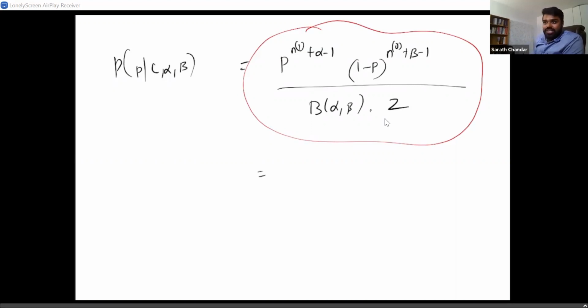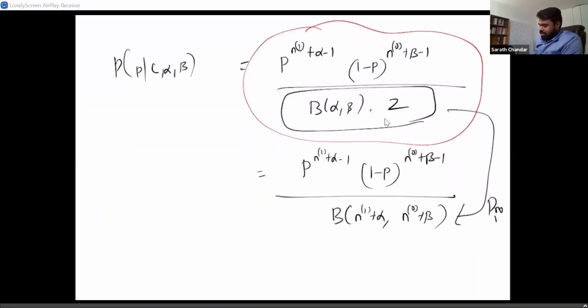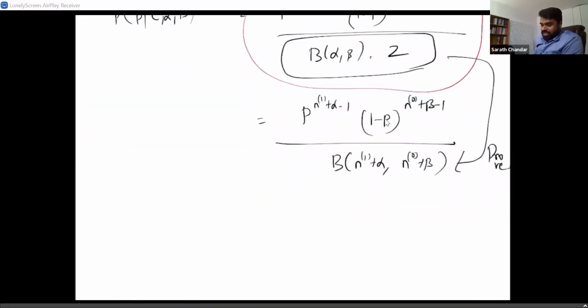Now this is actually equivalent to P power N1 plus alpha minus 1, (1 minus P) power N0 plus beta minus 1 divided by this denominator, right? So now this denominator is actually B of N1 plus alpha, N0 plus beta. I will let you prove this as an exercise, okay? So essentially, this is just beta of P given N1 plus alpha, N0 plus beta.